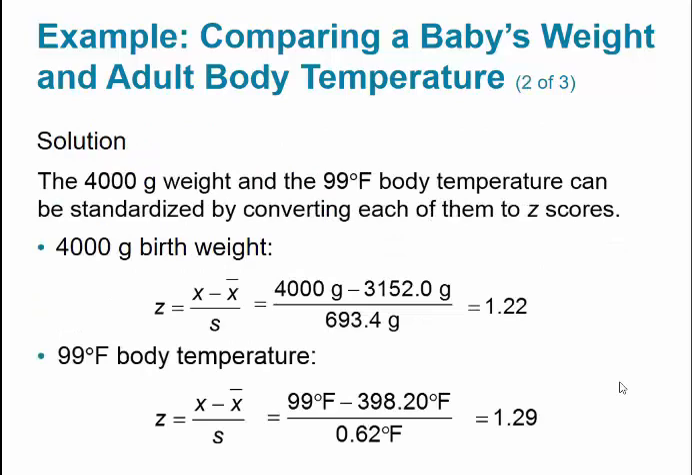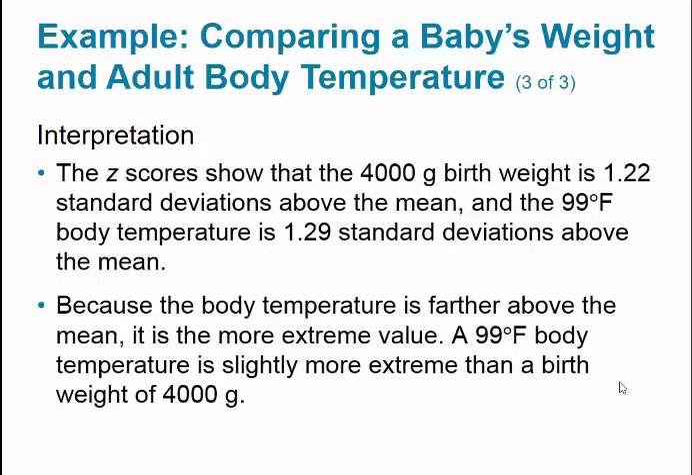We plug these into the formula, and we get 1.22 for the birth weight and 1.29 for the body temperature. The Z-scores show that the birth weight is 1.22 standard deviations above the mean. The body temperature is 1.29 standard deviations above the mean. Because the body temperature has a greater Z-score, it is further from the mean than the birth weight, and so the 99-degree Fahrenheit body temperature is a higher value in comparison to its data set than the birth weight is within its own data set.